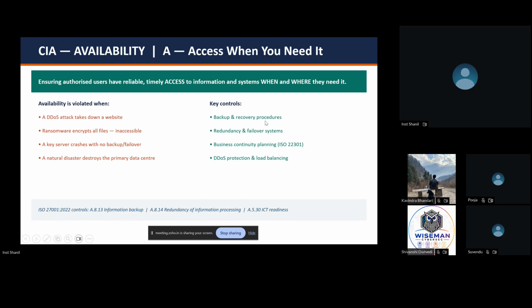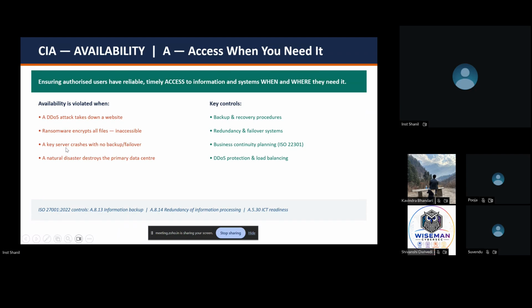What is the key control? Backups and recovery procedures. So like I said, if you have a backup of your WhatsApp chat and your WhatsApp gets corrupted or someone hacks it, you can always use the backup to install it on a new device. Ransomware encrypts all files. Ransomware is basically a virus. So if a virus lands in your system and encrypts all your files, again, you can use a backup or redundancy and failover systems control. So that is again a part of a backup.